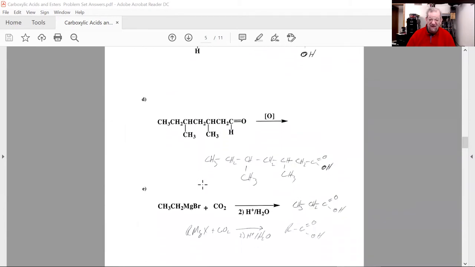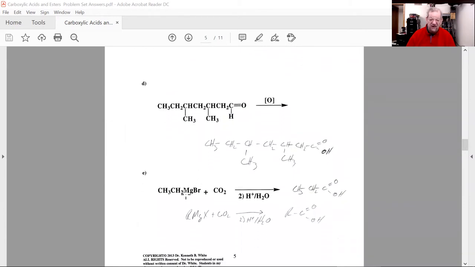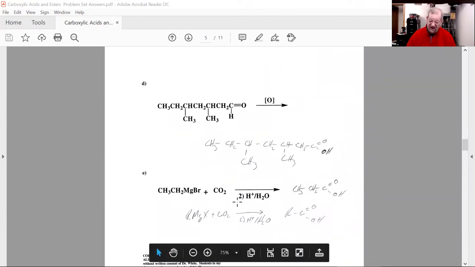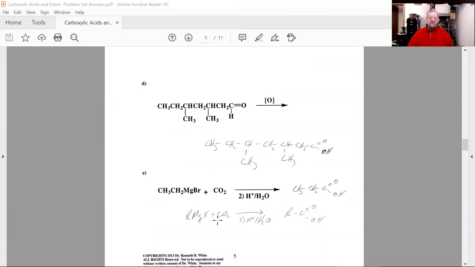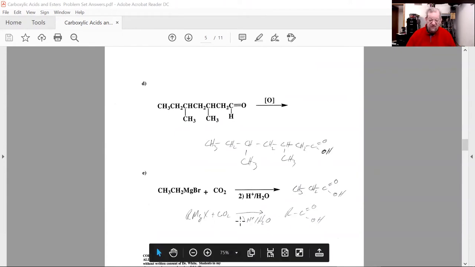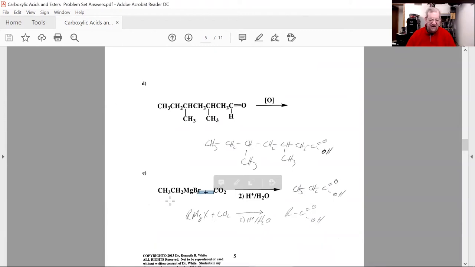Next one, one of my favorite, a Grignard reagent. Look for what's different. Magnesium bromide on a carbon, Grignard, carbon dioxide, second step acid and water, and you get a carboxylic acid that's one carbon longer than the R group in the Grignard that you started with. So here I have two, I end up with a carboxylic acid with three carbons.